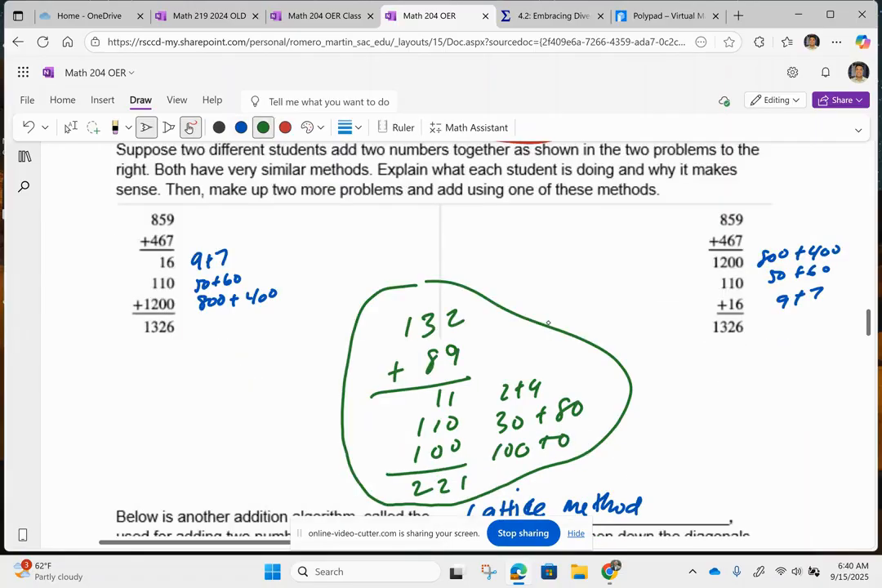I'm going to do the standard algorithm real quick down here, and then you can compare and contrast. 859 plus 467. The standard algorithm is just to add the pieces from right to left. This would be 16. Because I have 16, 9 plus 7, I have another group of 10. So I give the 10 over here because this turned into 16, right? That's another group of 10. And remember, base 10, we group things by groups of 10.